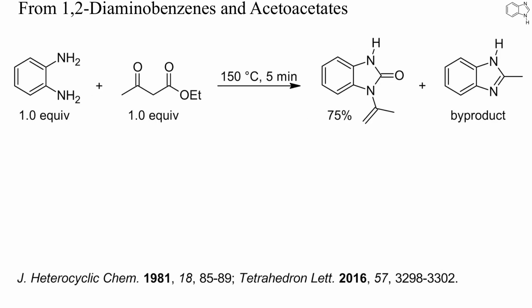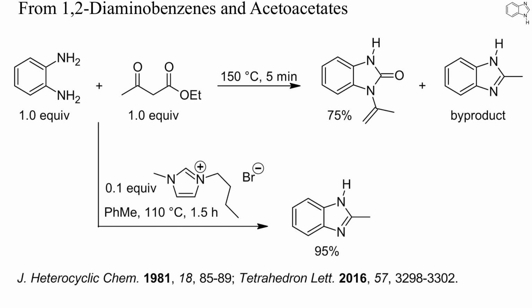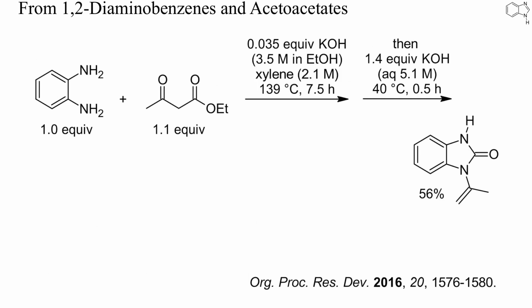Acetoacetates are readily cleaved by nucleophiles. Interestingly, strong heating of diaminobenzene with ethyl acetoacetate yielded mostly N-propenyl benzimidazolone, with some 2-methylbenzimidazole as byproduct. This byproduct became the main product when the reaction was conducted in refluxing toluene with an imidazolium salt as catalyst. Here are further conditions suitable for the preparation of the N-propenyl benzimidazolone.